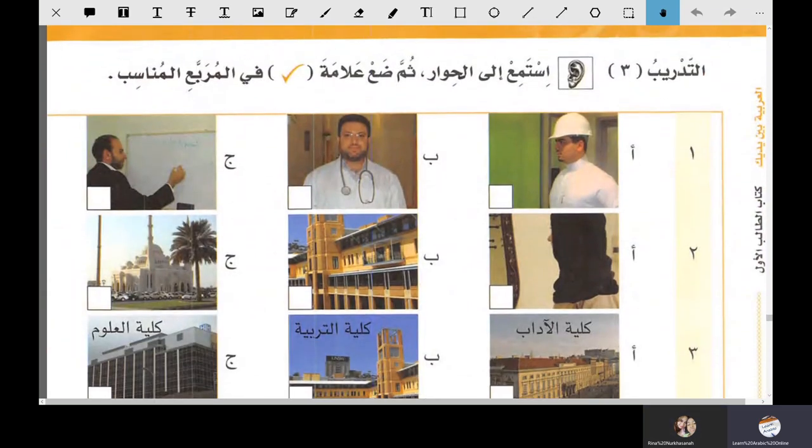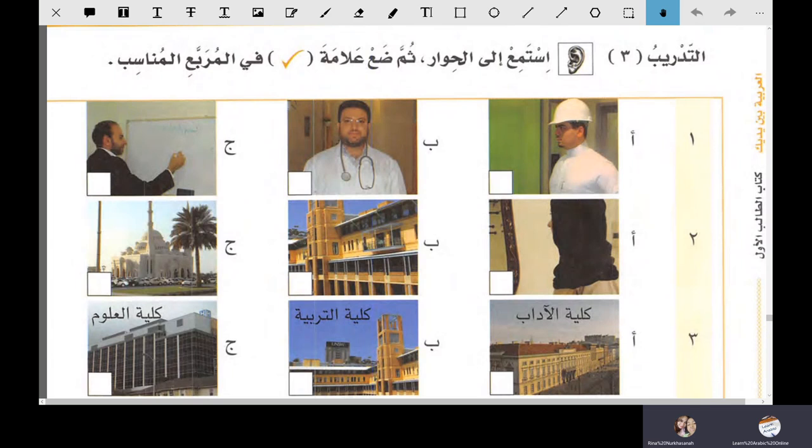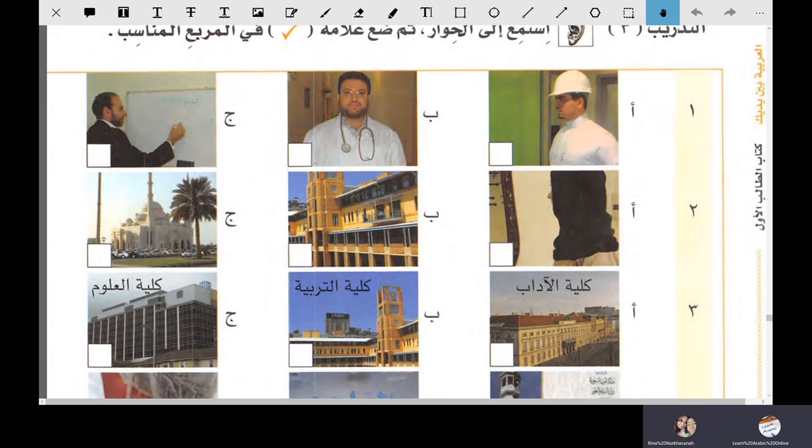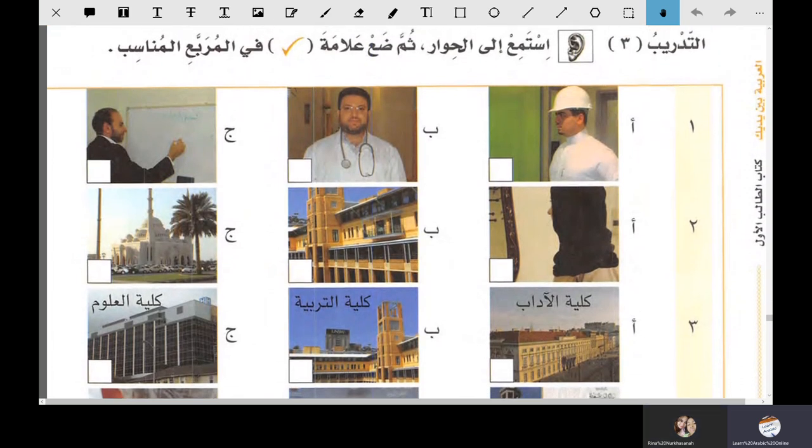Third exercise: listen to the dialogue, then put the correct mark in the appropriate box. You have three options this time, okay? The first man says, Maza Tamalu. Second man replies, Amalu Mudarisan. Mudaris means teacher.